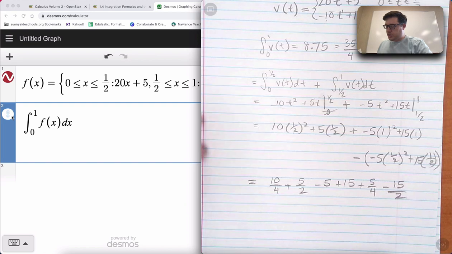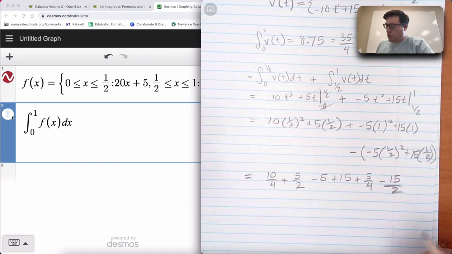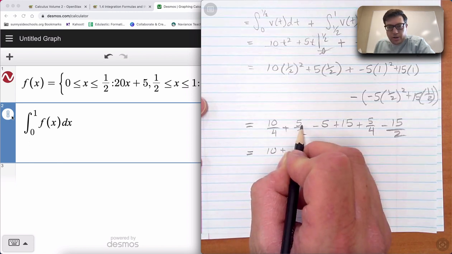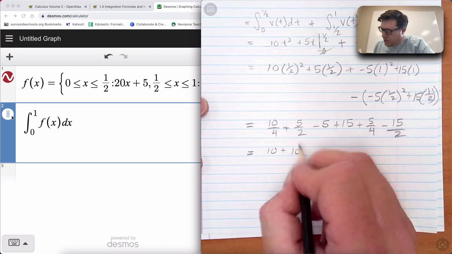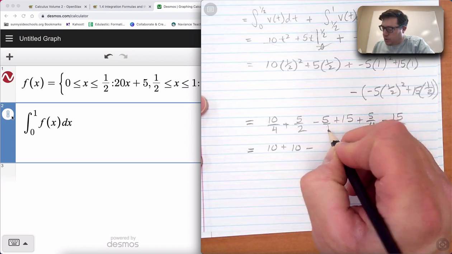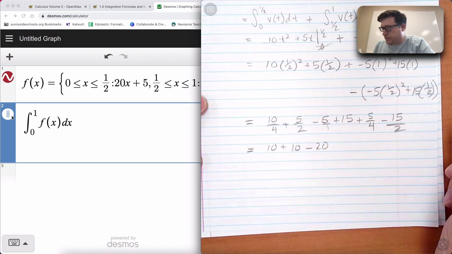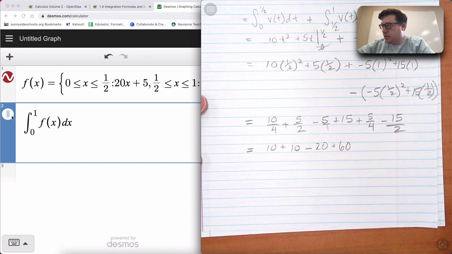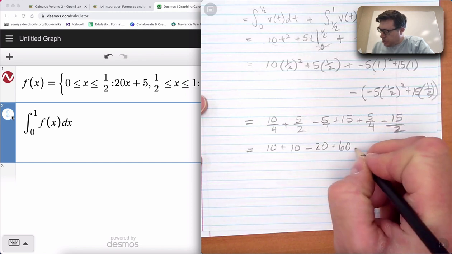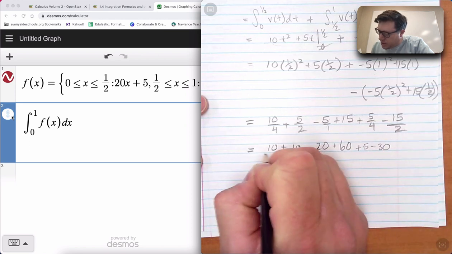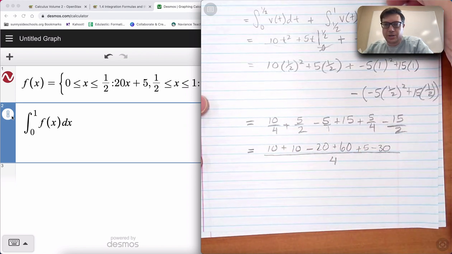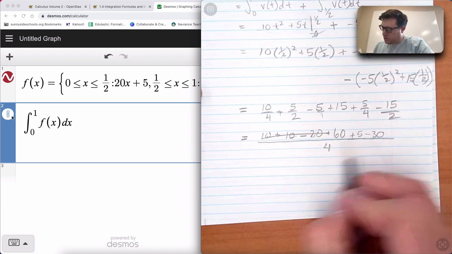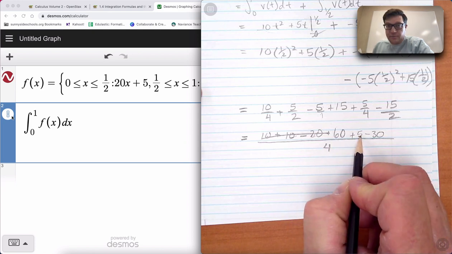All of these are over 4. The common denominator is 4, the least common denominator. So it'd be 10 plus, I have to put a 2 here to put a 2 there. So 10. Now I have to put a 4 on the bottom of this. It's already over a 1, so I put a 4 next to that. So it'd be 20, then plus 60. Plus 5 minus 30. All of this is to get a common denominator of over 4, which also matched what we had from Desmos. So then we have 10 plus 10 minus 20. That's going to cancel. 60 plus 5 is 65, minus 30.